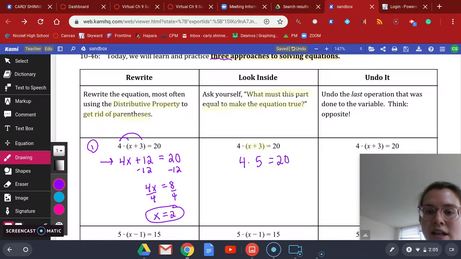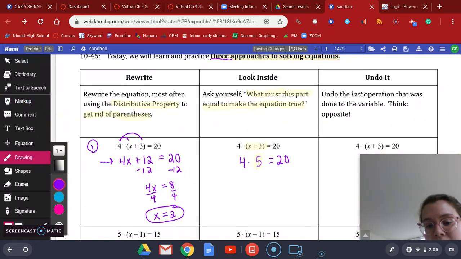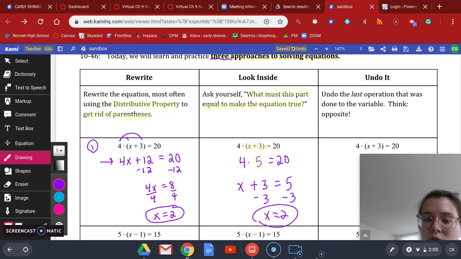Alrighty? And so I'm looking inside the parentheses and I'm asking myself, what does that have to equal? It has to equal 5, right? This in parentheses has to equal 5. So I can jump right to this step that x plus 3 has to equal 5, since 4 times 5 equals 20, and I can get the same answer, x equals 2. So that's the second strategy. It's called the look inside.